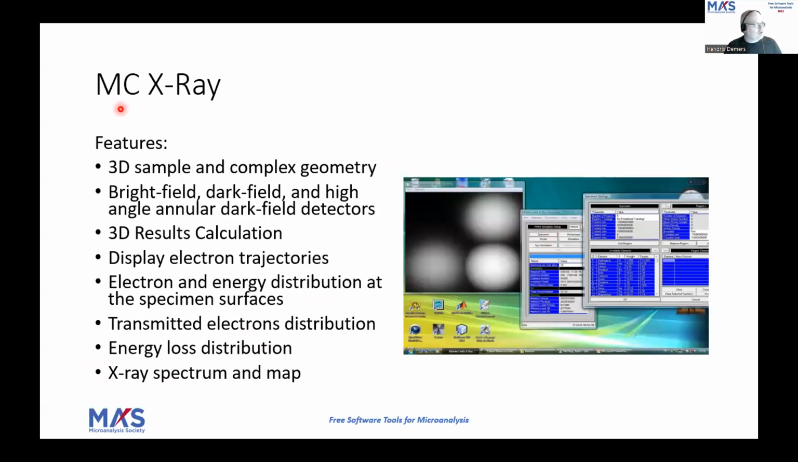Next, the continuation of WinXRay was the MCX3. The main contribution of that program was really the 3D sample and complex geometry that was possible. There was more imaging detector that was added, and also 3D calculation. What was interesting for X-ray is, again, we include the X-ray spectrum, but also the X-ray mapping. So it's possible to have complex geometry and get an X-ray map from that. So it's very useful for that. The interface is a little bit difficult to use, but it's very useful if you want to do X-ray mapping.